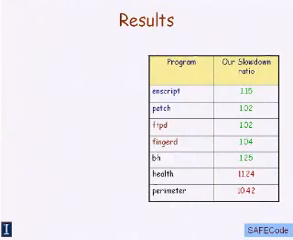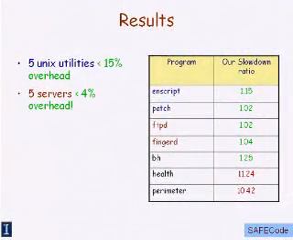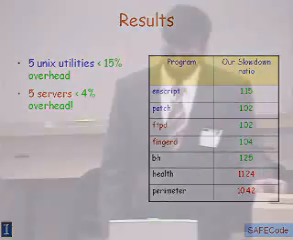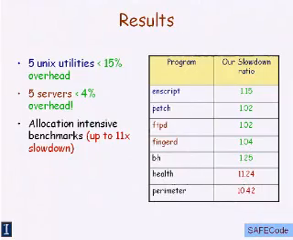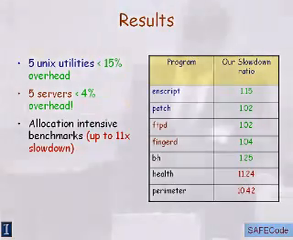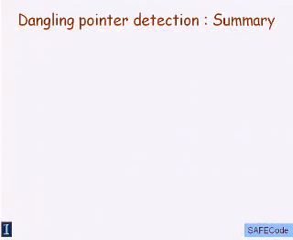In results, we again evaluated on some Unix utilities and found that the overhead was less than 15%. And for servers, we found that the overhead was less than 4%. But for allocation intensive benchmarks like Olden, we got like an 11 times slowdown, just because of the system call overhead and the TLB misses. But you could still use our technique to debug those applications.